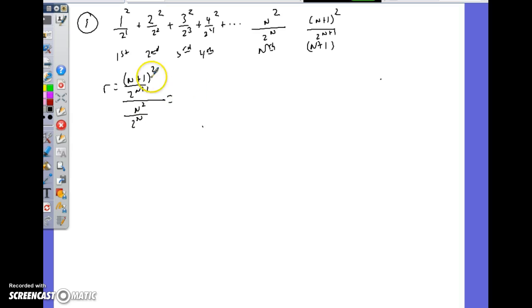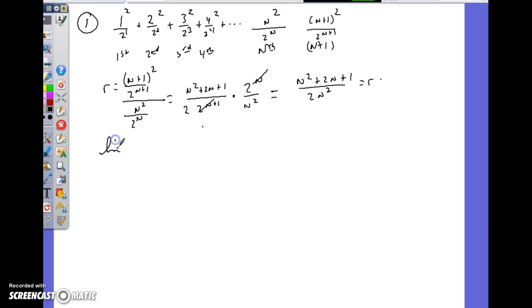So the top becomes n squared plus 2n plus 1. I did FOIL that. Over n plus 1 times flip 2 to the n over n squared, which becomes, simplifying, one more 2 on the bottom than the top. Everything else is pretty much as simple as it's going to get. So I got n squared plus 2n plus 1 all over 2n squared. So that's going to be my ratio.